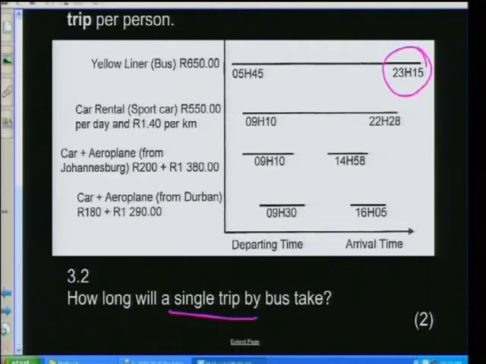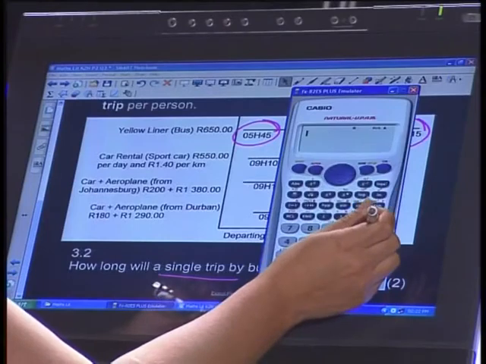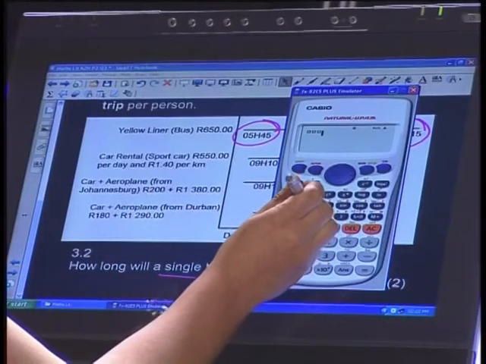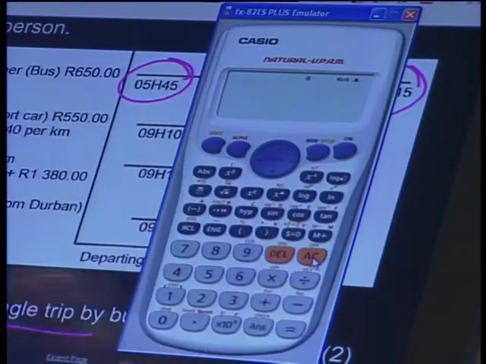They arrive at 11:15 and they left at 6:15. Now you can sit and calculate this using your fingers and say, well, let's go 6 to 7 to 8 to 9. But I want to show you a quicker way using your calculator. On your calculator, we have this wonderful little button, actually for degrees, but we can use it for time.